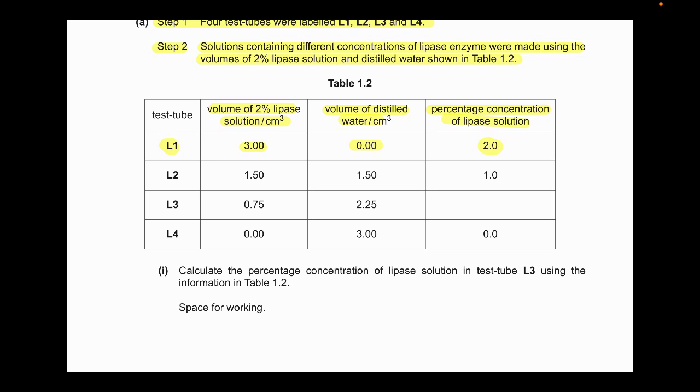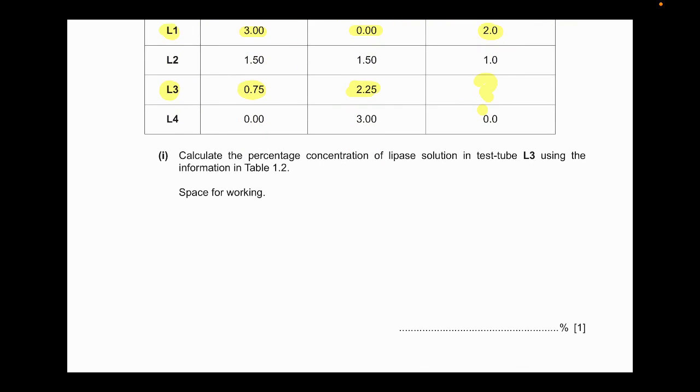So similarly, L3 is using 0.75 volume of 2% lipase solution. Volume of distilled water being used is 2.25 cm cube to make it a final volume of 3 cm cube, and the concentration is unknown. Okay, calculate the percentage concentration of lipase solution in test tube L3 using the information in table 1.2.